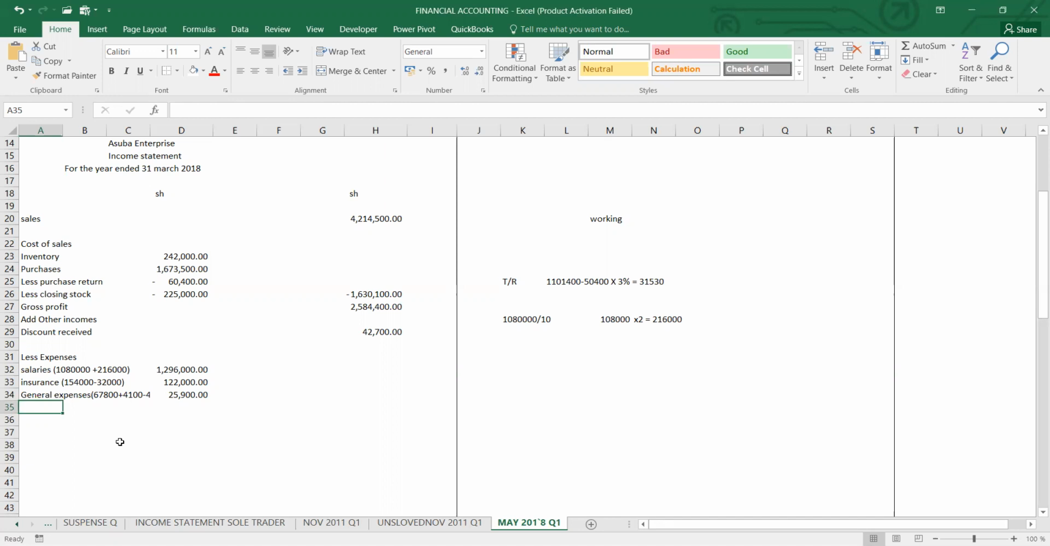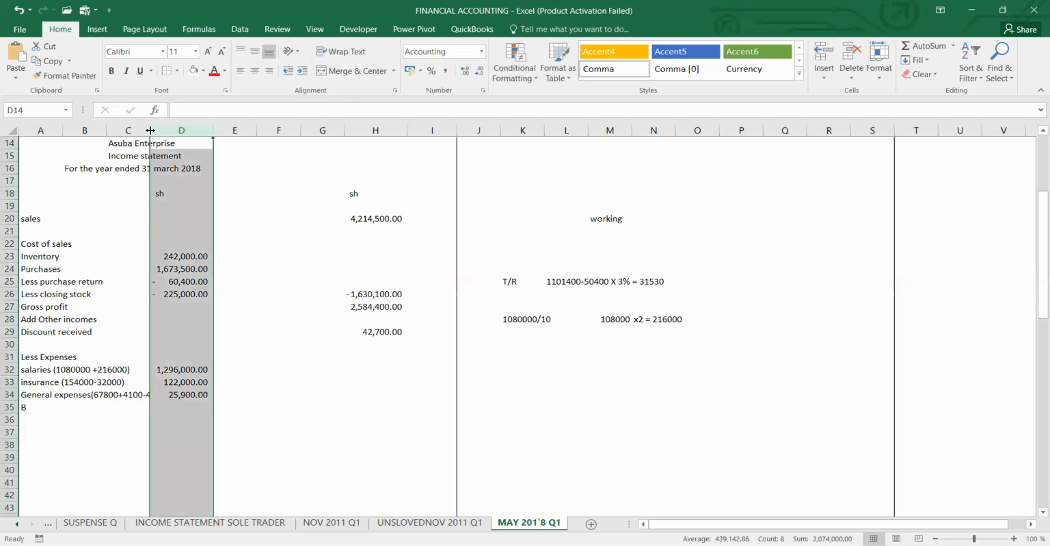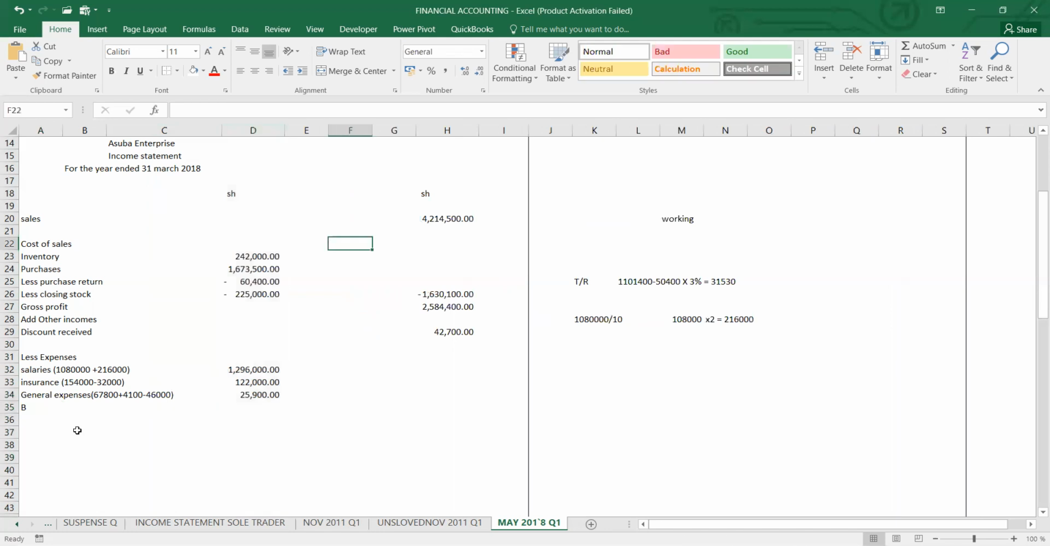Then we have dealt with note number 5. From your record for general expense, you've actually added 67.8 plus 4.1, then minus 46. It's only that in your recordings you haven't deducted the 46,000. You see, in my case there is a hidden figure here. So are you able to see now? Oh yeah, that's right.